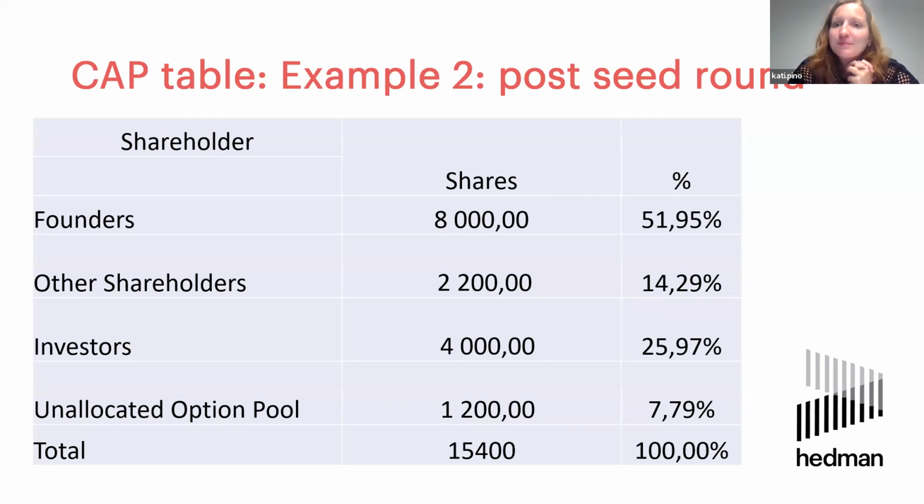This is an okay cap table. The founders are three, and the 52% is split basically equally between them. But this is an okay cap table after a seed round. So the founders still hold the absolute majority of the shares. And the investors hold a big chunk, but still not most of it.